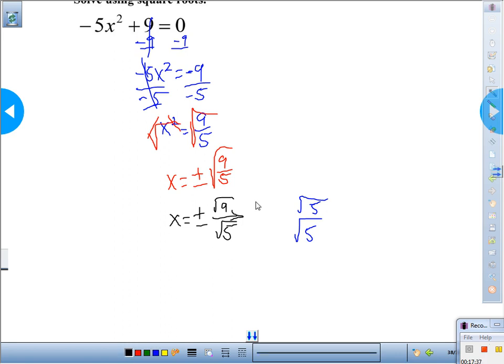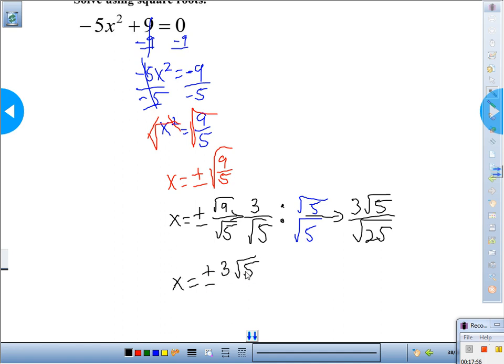This is 3 square root of 5. Now we multiply times square root of 5. We end up with 3 square root of 5 over, what is 5 times 5? 25. Now we just simplify this one. X equals plus minus 3 square root of 5 over 5.